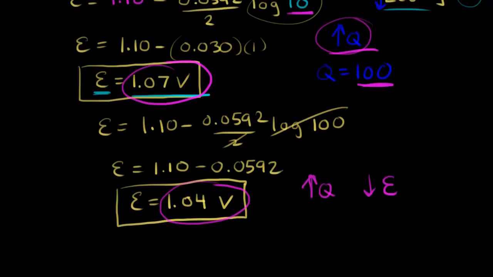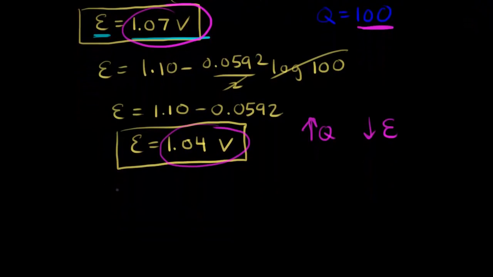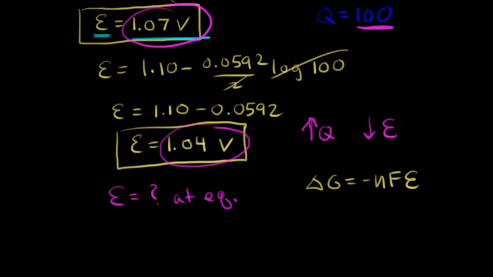So what happens at equilibrium? What is the cell potential at equilibrium? If you remember the equation that relates delta G to the cell potential, we talked about this one, delta G is equal to negative NFE. And from thermodynamics, at equilibrium, delta G is equal to 0. So if delta G is equal to 0 at equilibrium, what is the cell potential at equilibrium? E must be equal to 0. So the cell potential is equal to 0 at equilibrium.